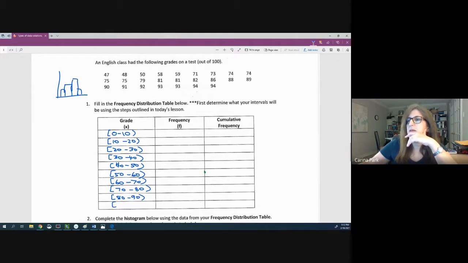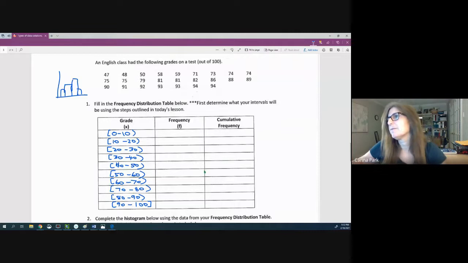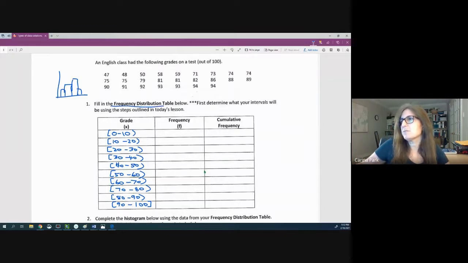And my last one has to include 100 because there's no other bar after that. So square bracket on both sides. Okay, so the last one will include 90 to 100. Okay, and so a frequency distribution table basically says count up how many there are in each of these categories, in each of these ranges.